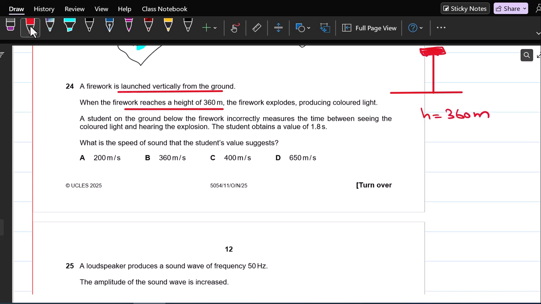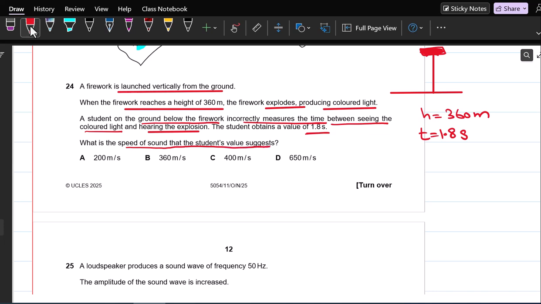The fireworks explodes, producing colored light. A student on the ground below the firework incorrectly measures the time between seeing the colored light and hearing the explosion. Okay, that time is given. t is equal to 1.8 seconds. What is the speed of the sound that the student's value suggests?